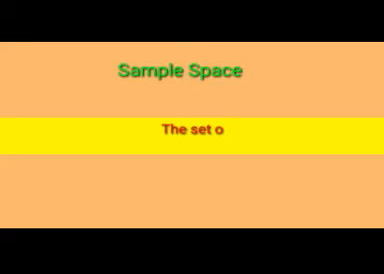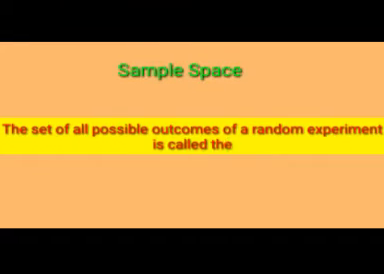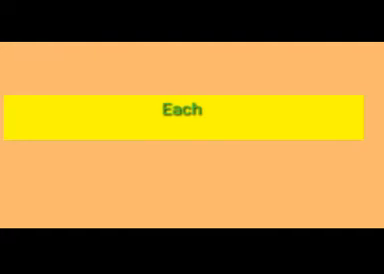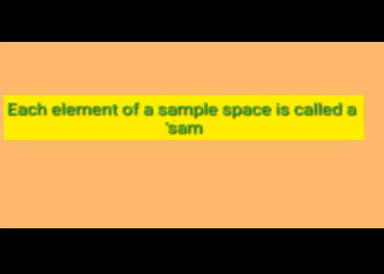Now let's see sample space. The set of all possible outcomes of a random experiment is called the sample space. It is denoted by capital S or the Greek letter omega. Each element of the sample space is called a sample point.